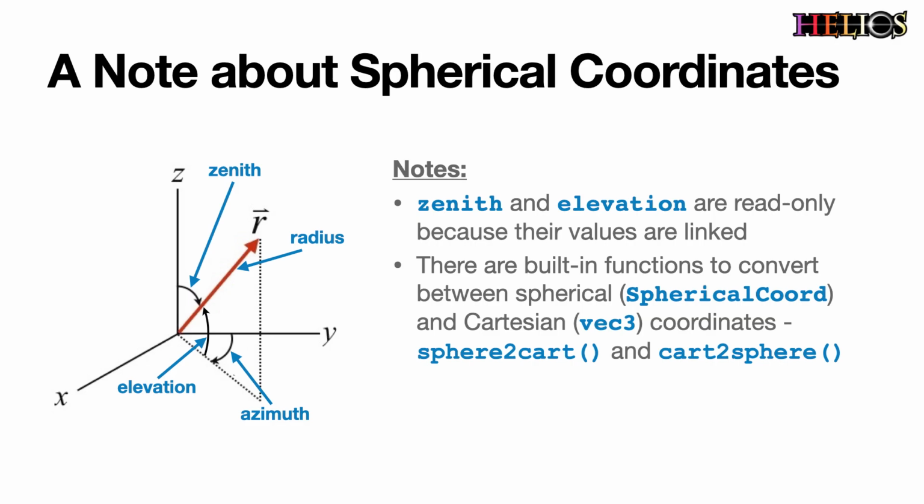For this reason, zenith and elevation are read-only because their values are linked. If you were to just set one of them manually, then the other one would become out of sync. And so if you want to set their values, you have to use the make underscore function and then assign it to that spherical coordinate. And we have some built-in functions to convert between spherical and Cartesian coordinates. These are sphere to cart and cart to sphere. You can use to easily convert between a vec3 and a spherical coord.